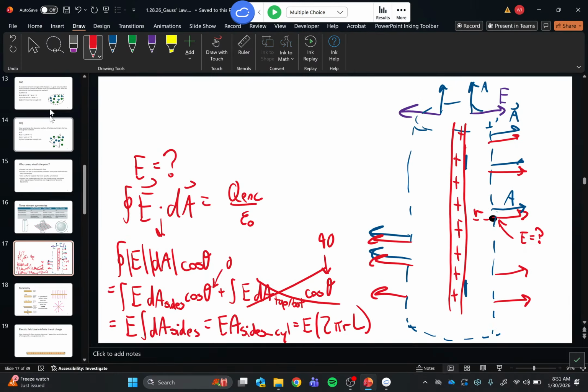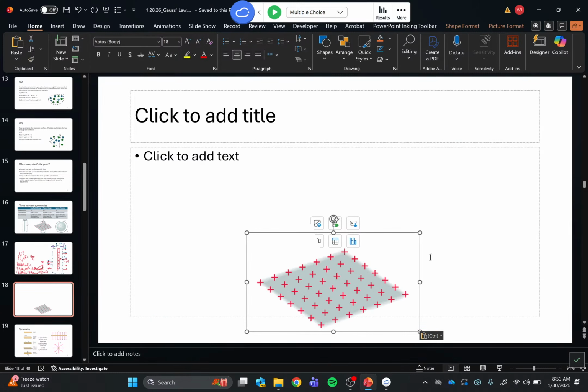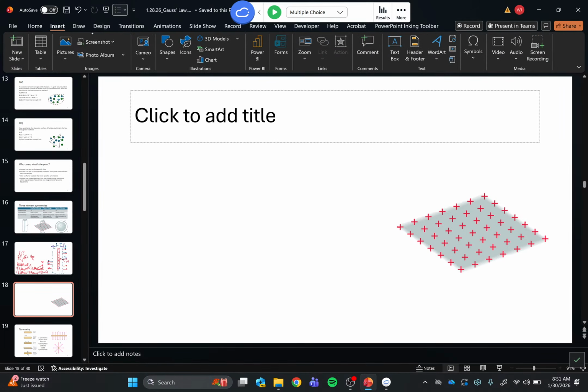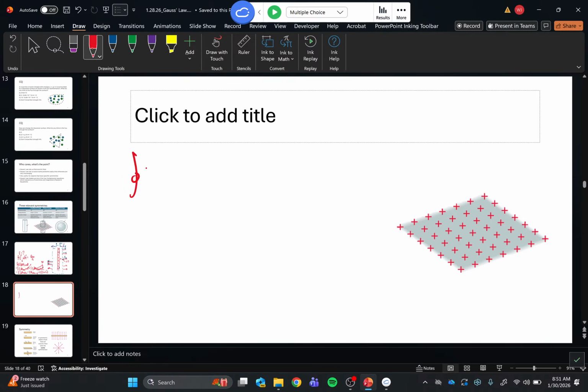Fingers crossed everything's grouped there, but I'm sure it's not. Yeah, it's not. That's fine. I'll draw it myself. Here's a plane of charge. We're going to do the same thing. We're really just focusing on this left side, this E.dA, so I'm not going to even write the right side for now because we're not going to bother with it. We will get to it when we solve problems. E.dA, we want the same thing. I do not want to do the integral.